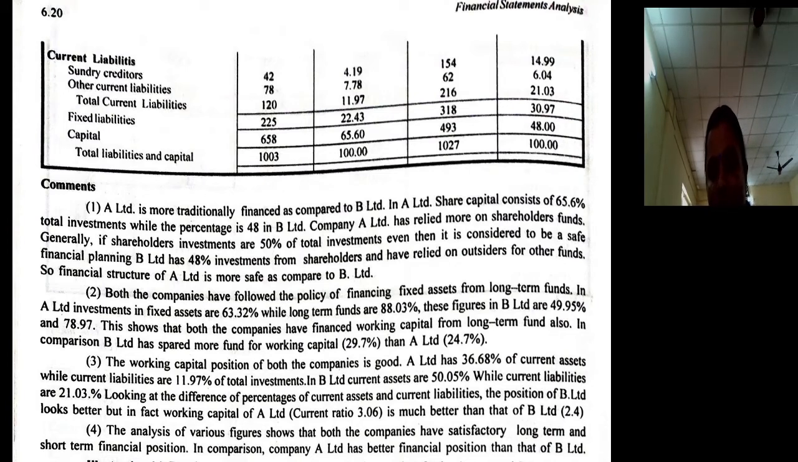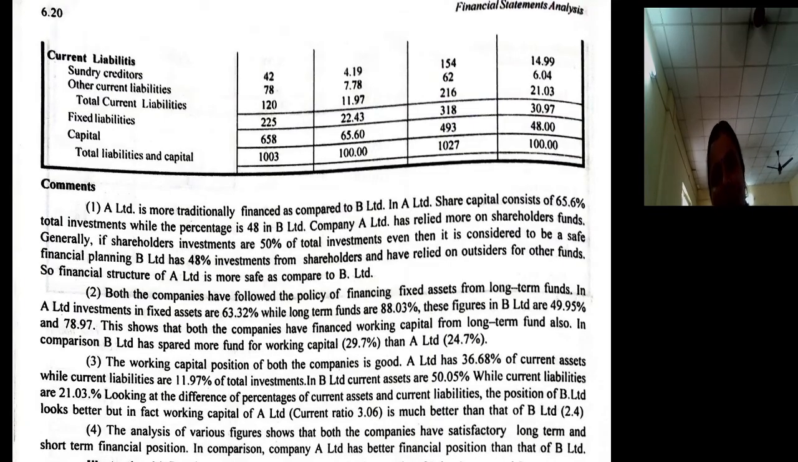Then the working capital position of both the companies is good. A Limited is having 36.68% of current asset, while current liability is 11.97. So in case of A Limited, current asset is more than the current liability. In case of B Limited also, current asset is 50.05, current liability is 21. So definitely the percentage of current asset is more than the current liability. Both are very good with regard to working capital. So the analysis of various figures shows that both the companies have satisfactory long-term and short-term financial position. In comparison, company A Limited has better financial position than company B.